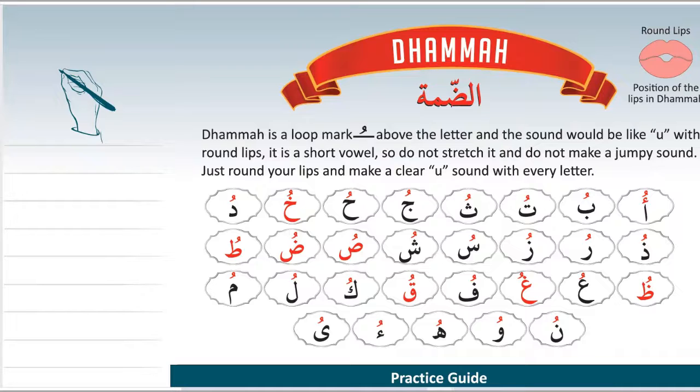Ra, dhamma, ru. Now za, which has a dot above, at the top of the letter, and it has a buzzing sound, honeybee sound. Za, dhamma, zu. Za, dhamma, zu. Then seen, dhamma, su. Seen has a sharp whistling sound. Seen, dhamma, su.